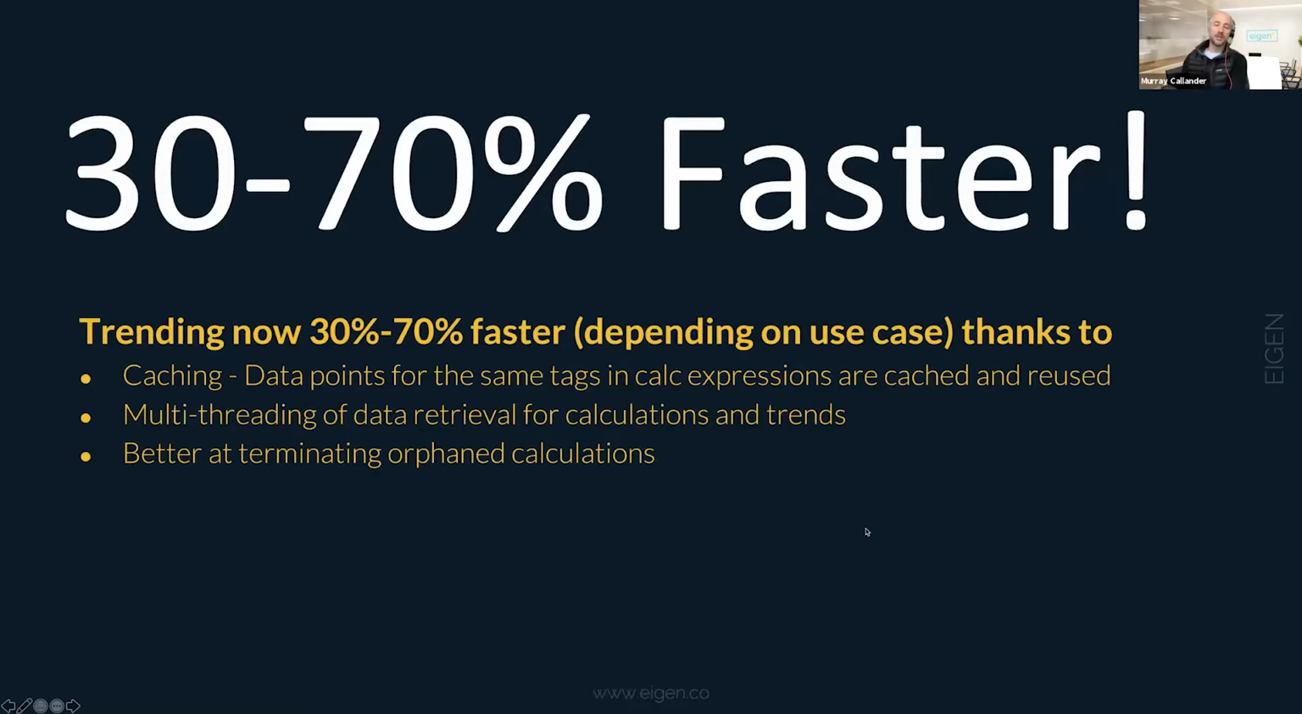One of the first things we'd like to shout about is the speed increases. We're seeing speed increases of between 30 to 70% now, depending on your use case. The trending is much faster thanks to some smart caching. When you use data points for the same tags in calc expressions, these are cached and reused. We've got multi-threading at a low level for retrieving calcs. This sounds simple. It means that now calculations are broken down and the elements are run in parallel.